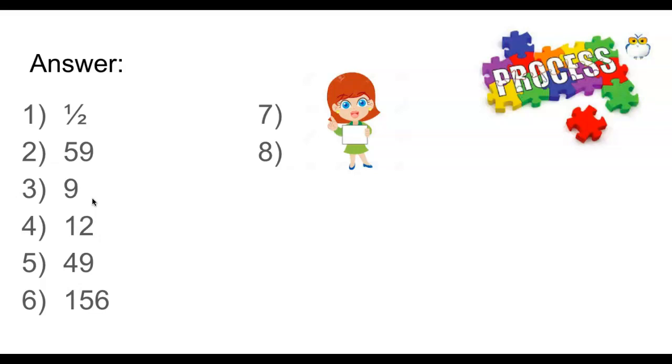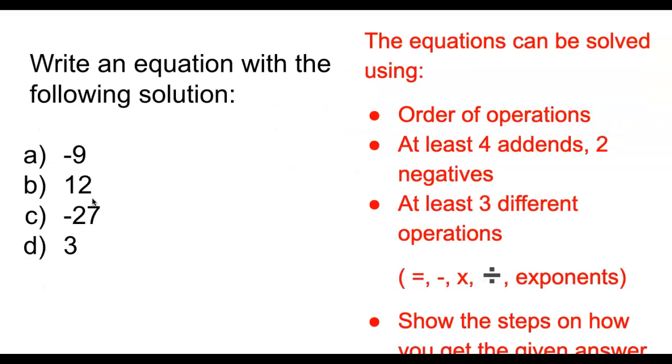You are not yet done. You still have one more slide or one set of problems. The next thing that you're going to do is write equations that will give you the answers -9, 12, -27, and 3. All the equations that you're going to write should have order of operation, at least 4 addends. That means you have at least 4 numbers that you are going to add, multiply, divide, or raise to an exponent. In that 4 addends, you need to have 2 negative integers. So at least 3 different operations. You are going to show the steps and how you get the answer. So you are making an equation and then write the steps that will give the answers -9, 12, -27, and 3.